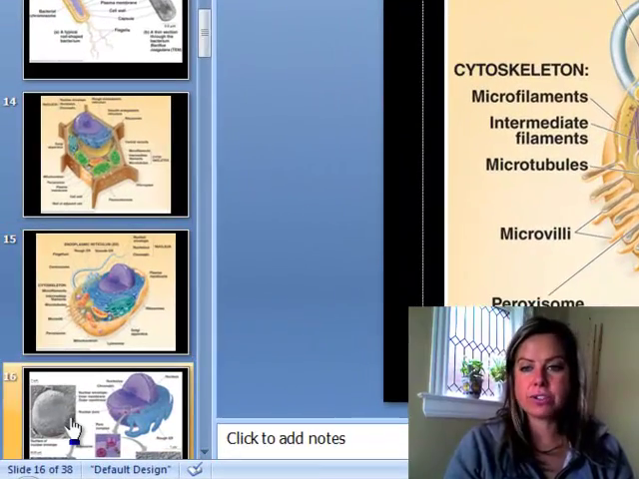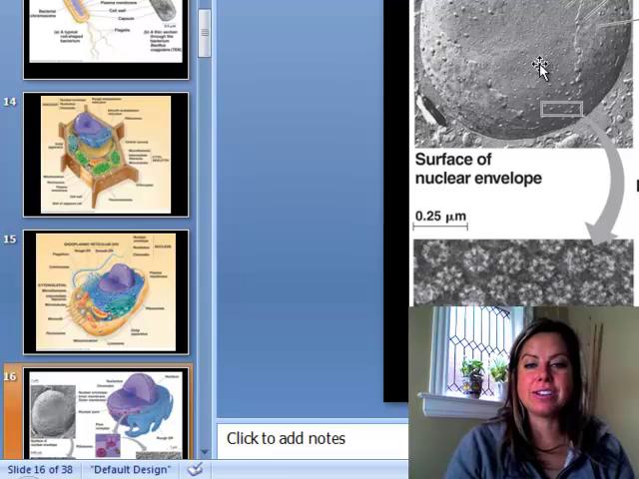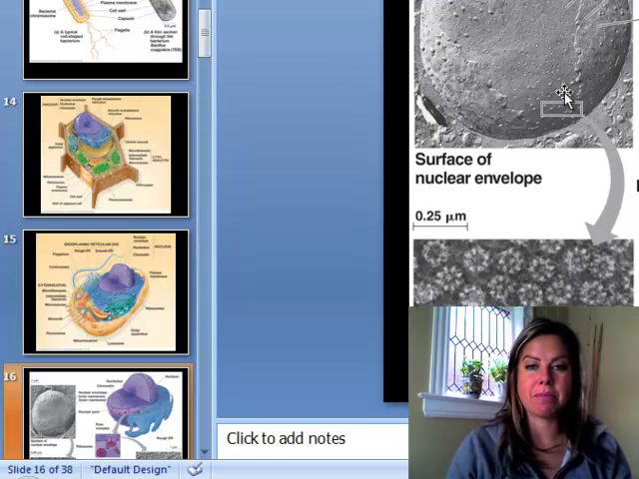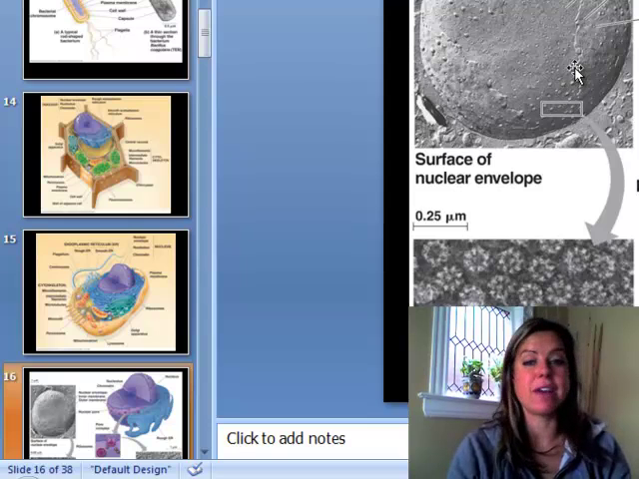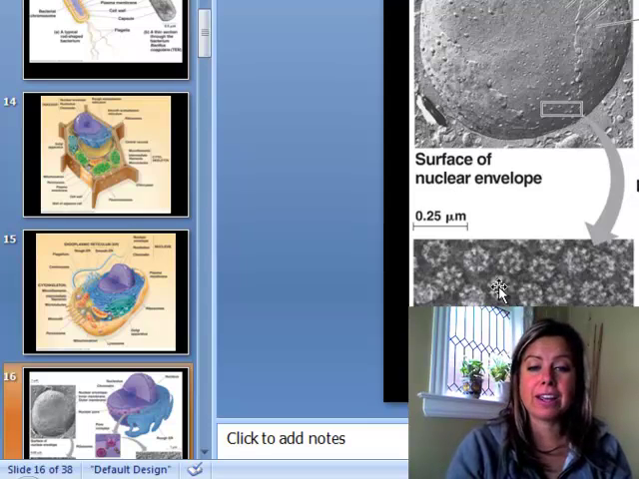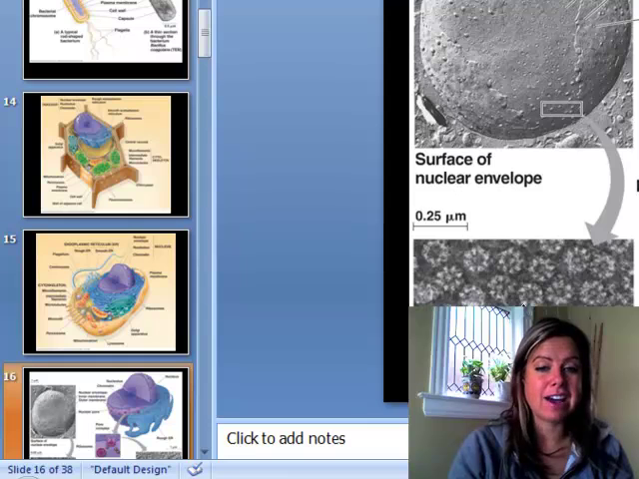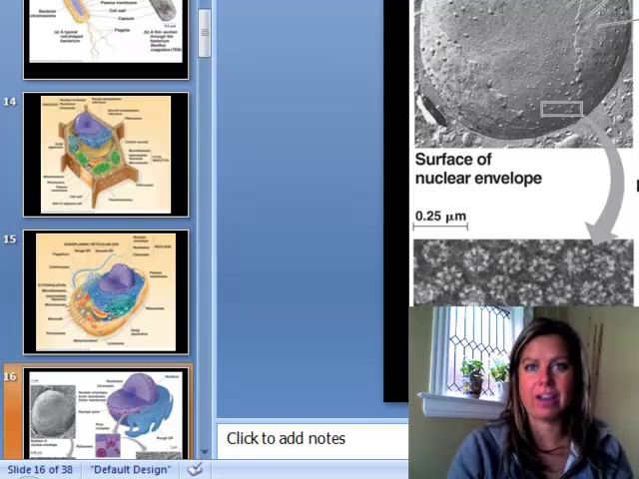Here's a closer view of it, and you can see we're showing the surface of the nuclear envelope, which is the outer membrane. Since we're showing the surface, that would be a scanning electron microscope picture, right? And if we wanted to get a little bit more detail of what it looks like inside, then we use that transmission electron microscope picture. So hopefully you can see that difference that we were talking about before.